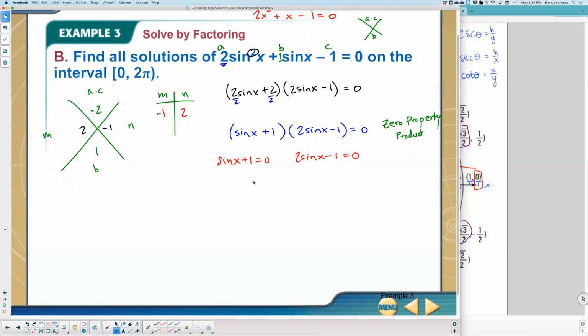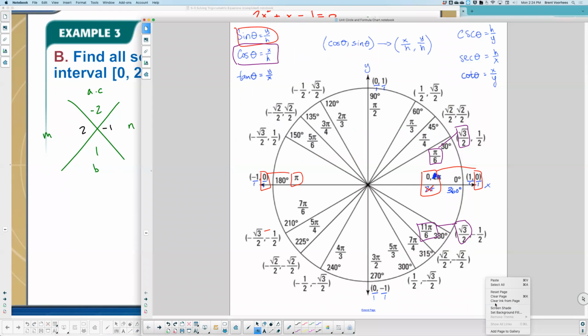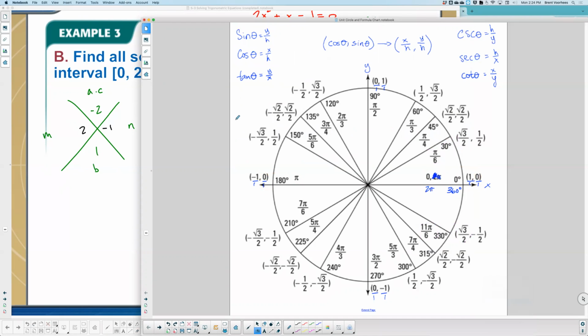Okay, I'll solve the left first. What's the opposite of adding 1? Subtract 1. So we have sine x equals -1, and sine is y over h. So we're actually going to have y over h equals -1. So where do you see y over h equaling -1? -1 over 1, I should say.